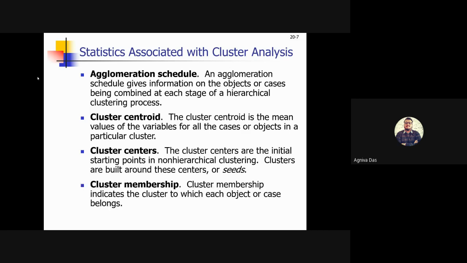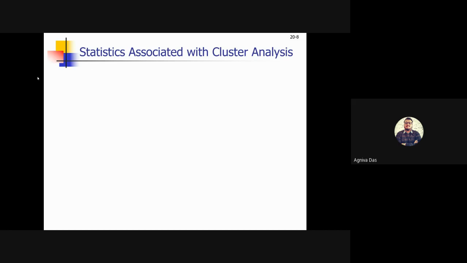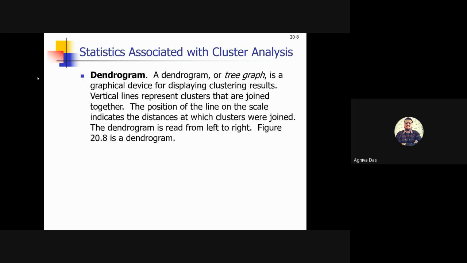Then we have the cluster membership, which indicates the cluster to which the object or case belongs, and a dendrogram or a tree diagram, which is a graphical device for displaying the clustering results, right? Just like we see the scree plot in hierarchical clustering, we draw a dendrogram. Now, the position of the line on the scale indicates the distances at which clusters were joined, and it is generally read from left to right, right?